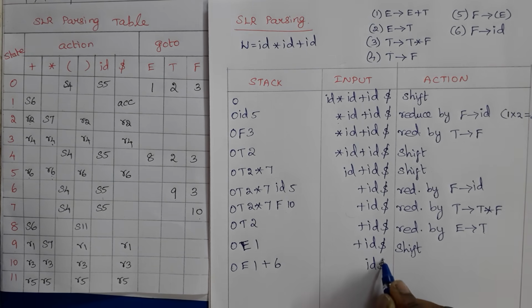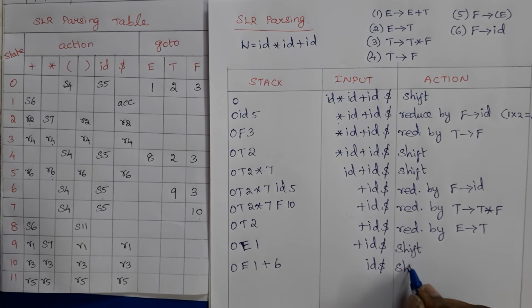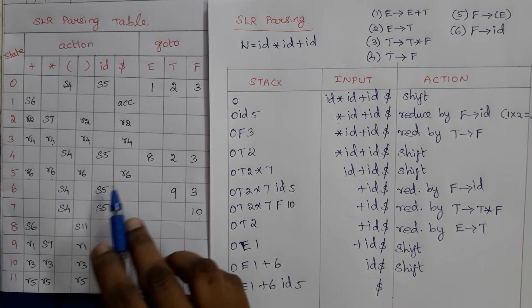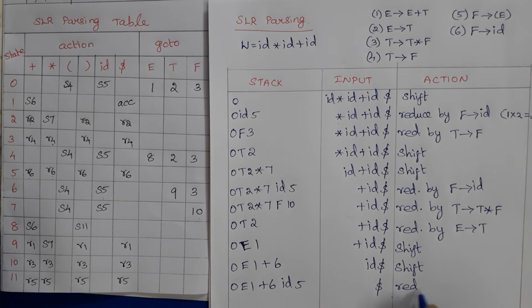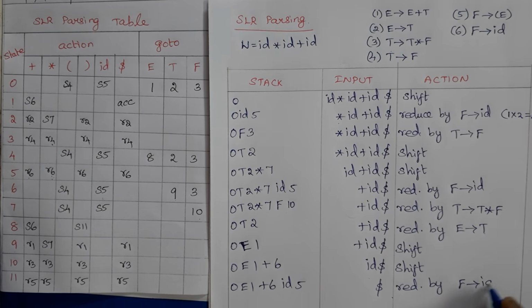Then remove plus from the input buffer. Now 6 and ID. 6 and ID is shift 5. So shift ID and then 5. Now remove ID from the input buffer. Then 5 and dollar. 5 and dollar is reduced by production number 6. So reduce by production number 6, F tends to ID.